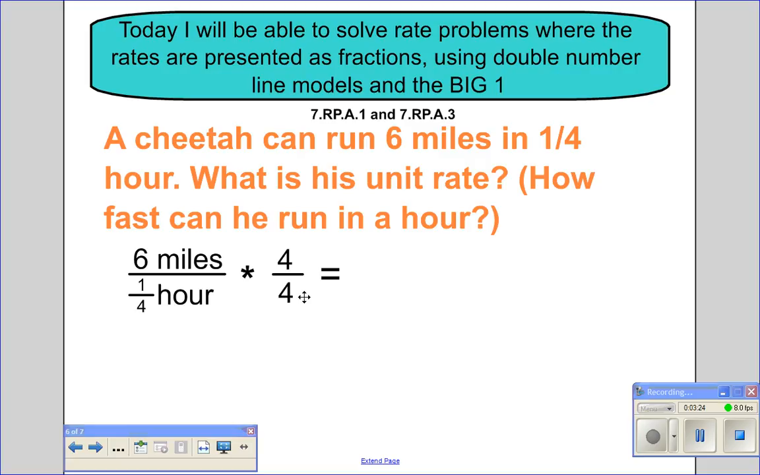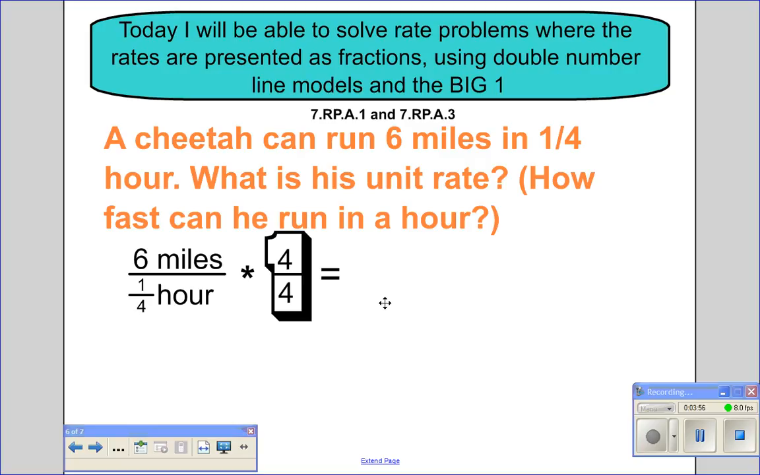When we do that, we're not changing the ratio. We're just changing the numbers that are used to describe that ratio. The ratio is going to look different, but it's still going to describe the same number. So 6 miles in a quarter of an hour, when we multiply by 4 over 4, is really just multiplying by 1. And when you multiply by 1, it's the identity property of multiplication. We're not actually changing the number. The numerals used to describe the number will be different, however, but it's still going to be the same proportion.